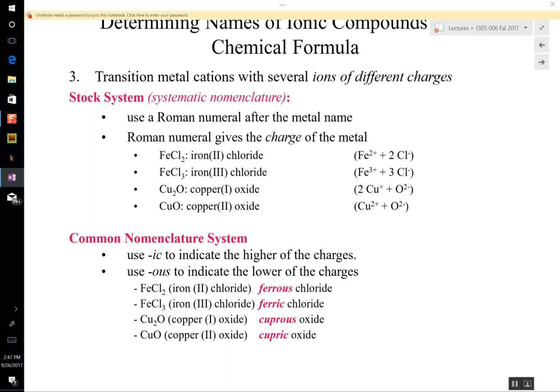All right, so pay attention to these prefixes here. What OUS means is that it is the lower charge of the 2 charges this element can acquire, a +2. The ferrous is the 2. Ferric is the higher charge, the +3.